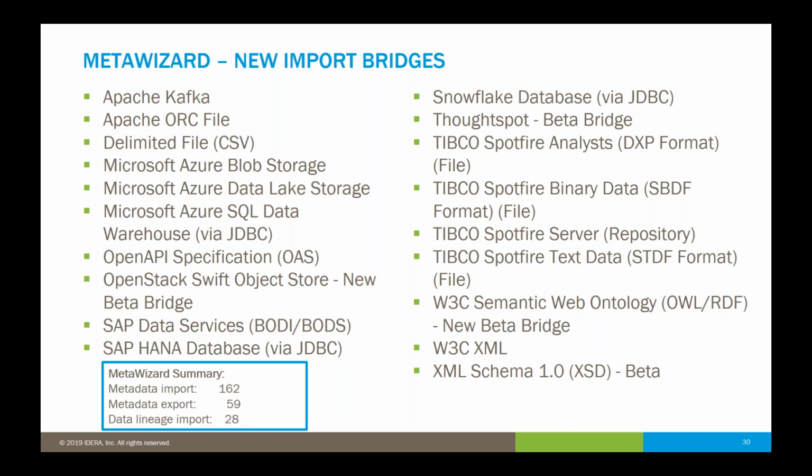If you look at the number of bridges in the product right now, in Enterprise Team Edition, we have 162 metadata import bridges, 59 metadata export bridges to push out to other platforms and tools, and 28 data lineage imports on the Enterprise Team Edition, which is what I referred to earlier in terms of being able to interrogate ETL sources, bring that in, create models, and also the visual data lineage diagrams depicting the sources, the targets, and the transformations between them as well. This list is continually growing and continually being enhanced as we keep moving forward with the product.